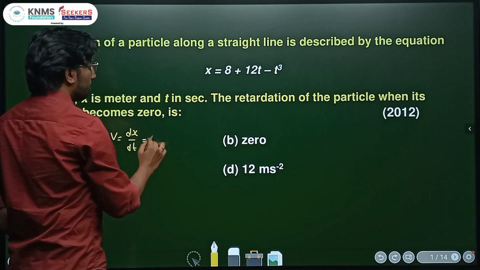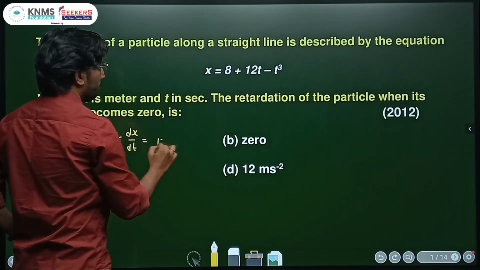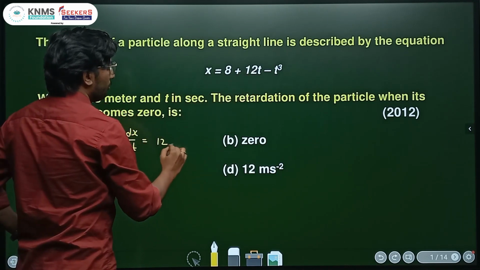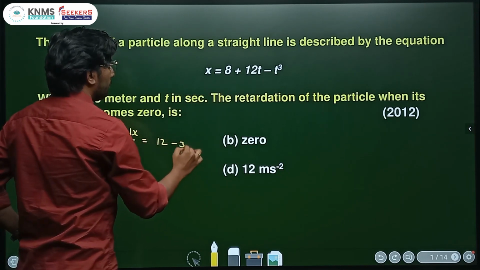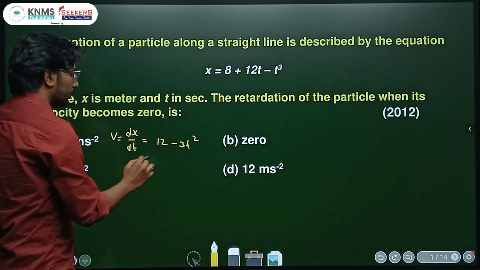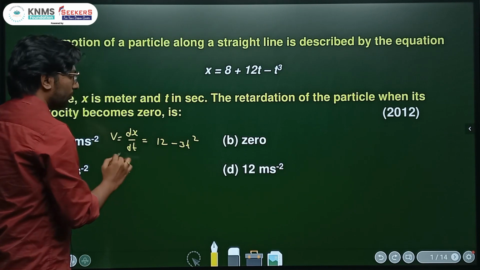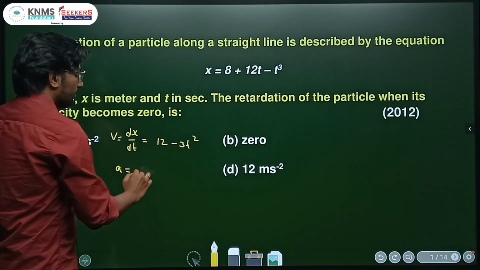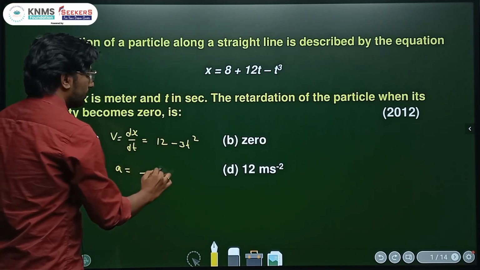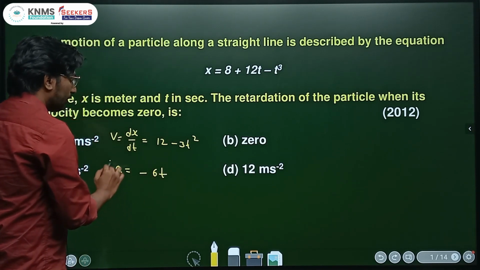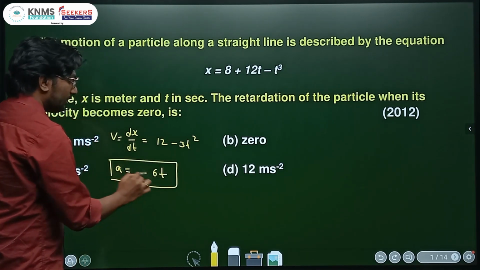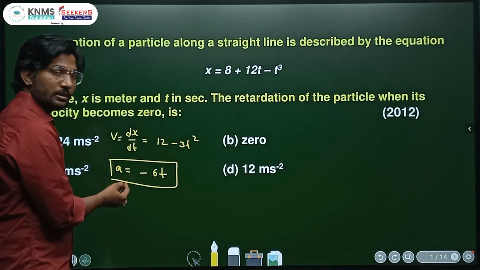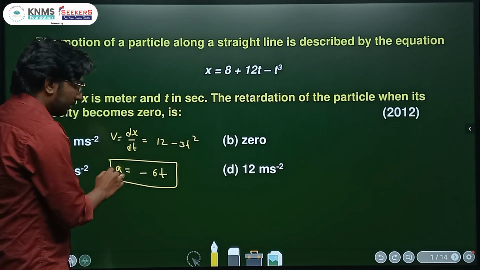So differentiation of constant will be 0, for 12t it will be 12, and for minus 3t cube it will be minus 3t square. That's the velocity. The acceleration will be: the 12 part will be 0, and that will be minus 6t. So we got the equation for acceleration, and since it has a negative sign, we can also term it as a retardation. But this is a function of time.